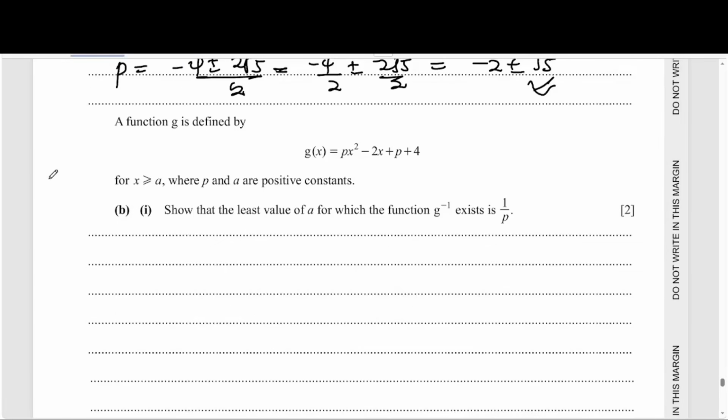And for question number 10b, a function g is defined by the same expression as we found in 10a, for the domain x is greater than or equal to a, where p and a are positive constants, so that the least value of a for which the function g inverse exists is 1 over p. And so first of all, we need to know g of x is a quadratic function. Right? So p is a positive constant, means that it's a minimum curve.